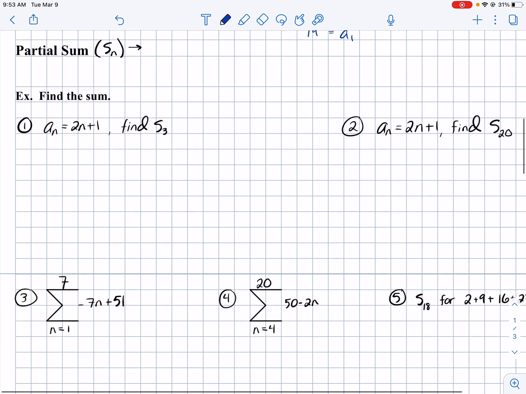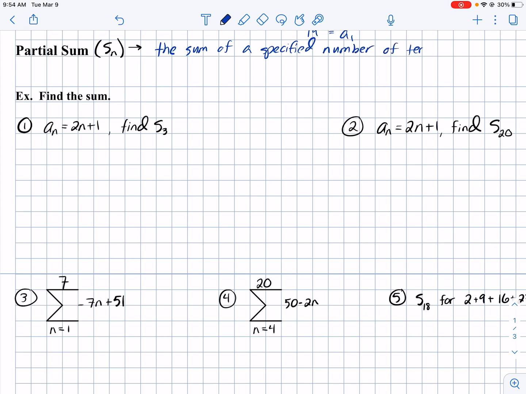All right. Let's shift our focus to series and partial sums. Partial sums are the sum of a specified number of terms in a sequence. Okay, and it can be written in a couple different forms.